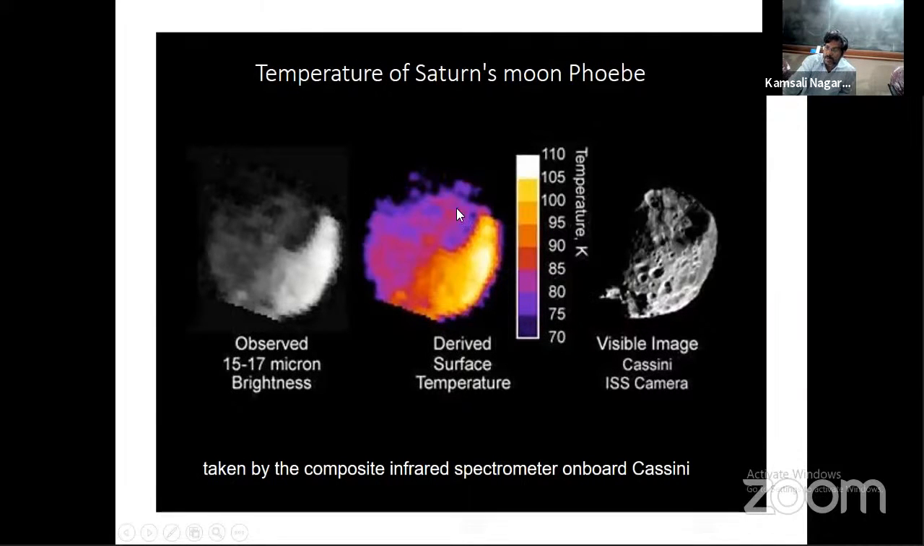Wherever you are getting blue color, these are the lower temperatures, about 70 degrees Kelvin. This is a visible image of the Cassini from the ISS camera, how it looks, while these were taken by the composite infrared spectrometer on board the Cassini spacecraft. Only one image is not sufficient. They will have multiple images, overlap them on each other, and then draw this type of picture to get the actual information of these celestial bodies.